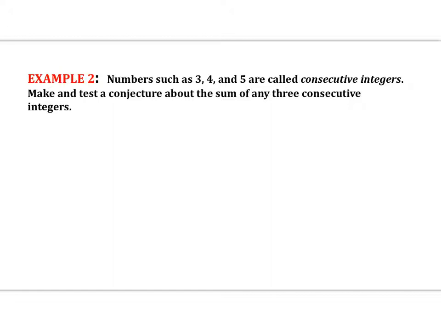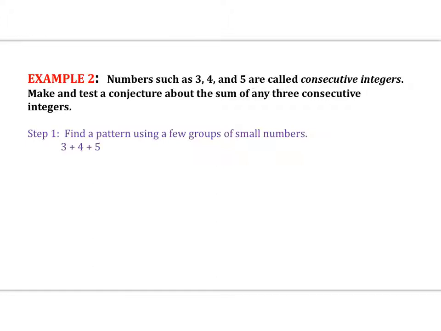All right, we can use inductive reasoning to consider the following situation. Numbers such as 3, 4, and 5 are called consecutive integers. Consecutive means to be one after the other. Integers means positive and negative numbers. So we want to make and test a conjecture about the sum of any 3 consecutive integers. Step 1: let's find a pattern using a few groups of small numbers.